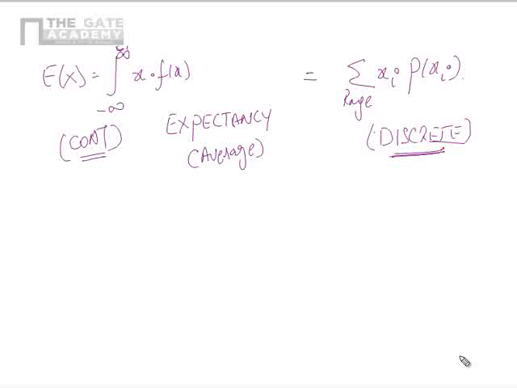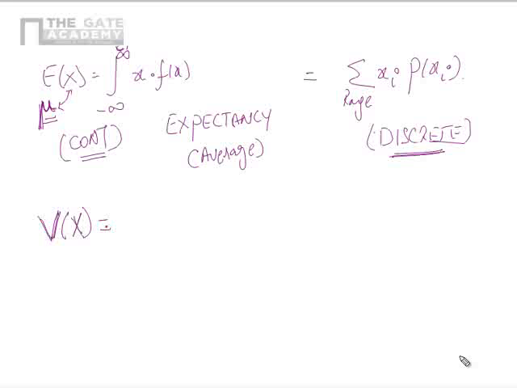Now, having said E of x is given like this, I like to denote E of x as mu here, which is the average value. Mu and E of x both are the same. I am using the notation mu for denoting E of x. Now, I want to find what is the variance of x. What is the variance of x?